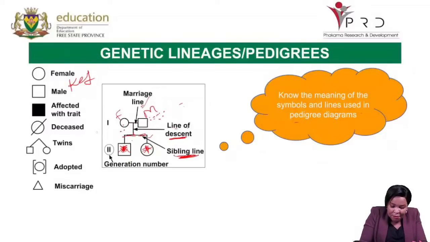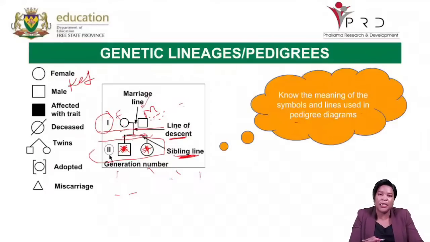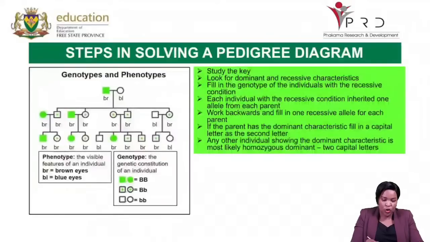And then the first row will represent the generation. So number 1 here will represent the first generation. The second row will represent the second generation going forward. So this is how you interpret your genetic pedigree diagram. So how do you work it out? First, you must study the key. That is one thing we said is very important. Now, look for the dominant and the recessive characteristics.